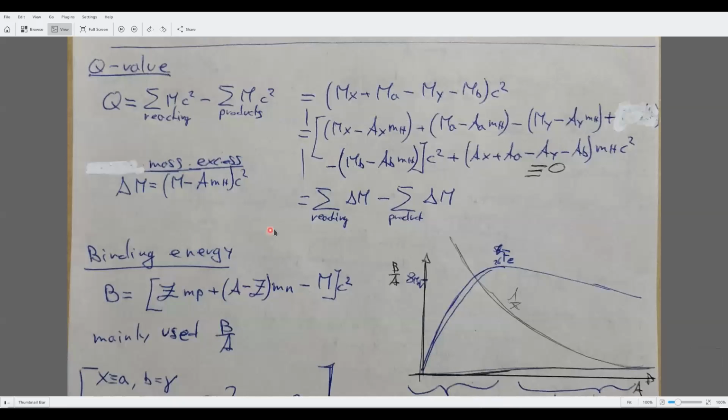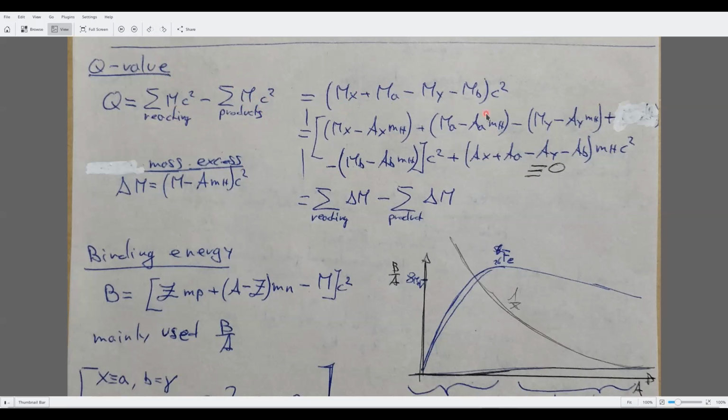Then there are two values that are quite useful. The first is the Q value, which is simply the rest energy of the reacting particles minus the rest energy of the products. Here I'm showing essentially whether some of the mass of the reacting particles is missing. It is simpler to consider it just for one particle.